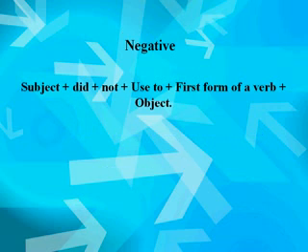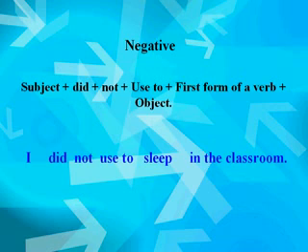Negative: subject plus did plus not plus used to plus first form of a verb plus object. Now you can see that we are using did as a helping verb, and we are using just used to, right? We are not adding d with use. So used to plus first form of a verb plus object. For example, I did not used to sleep in the classroom. He did not used to smoke.